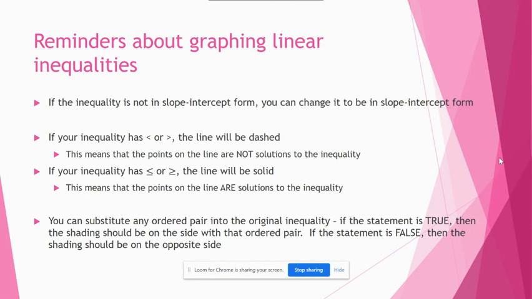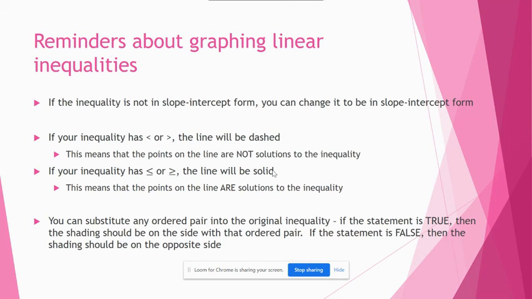If your inequality has a less than or a greater than symbol, that would be a dashed line. That means that the points that are falling on the line are not actually solutions to the inequality. And again, we represent that as a dashed line. If you have a less than or equal to, or a greater than or equal to, then that line would be solid, and that's showing that those points are solutions to your inequality.